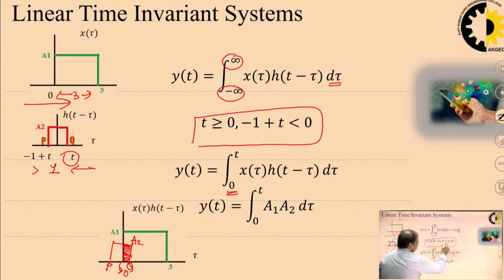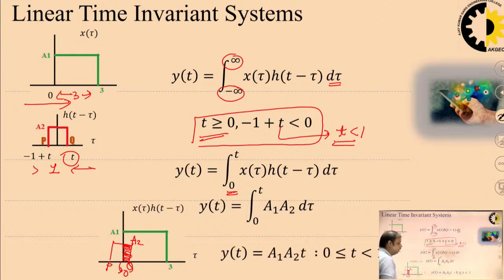For the second portion, it says that t is greater than 0, but it is less than 1. If it is so, the output will be the integral from 0 to t of a1 into a2 d tau. That integration is very simple. D tau will give you tau, the limits are from 0 to t. So I will eventually get a1 into a2 t for t ranging between 0 to 1. For t ranging between 0 to 1, this is what we will get.